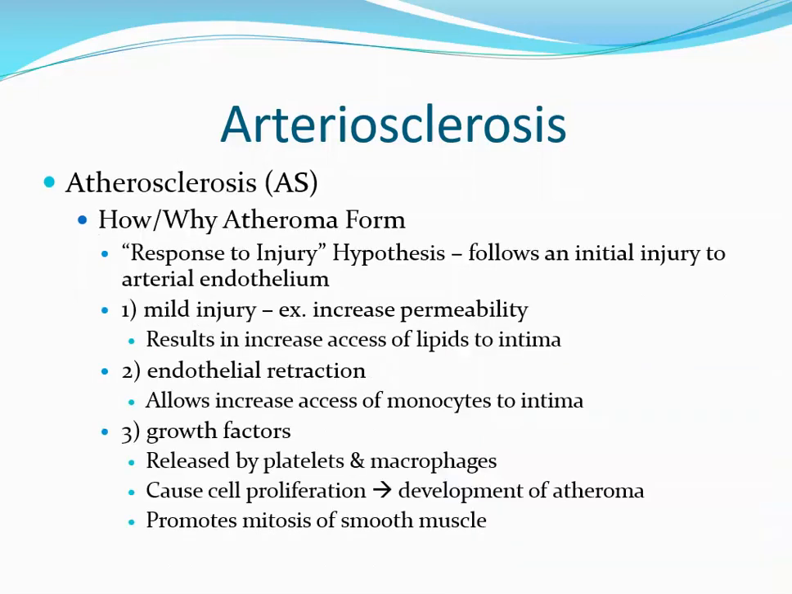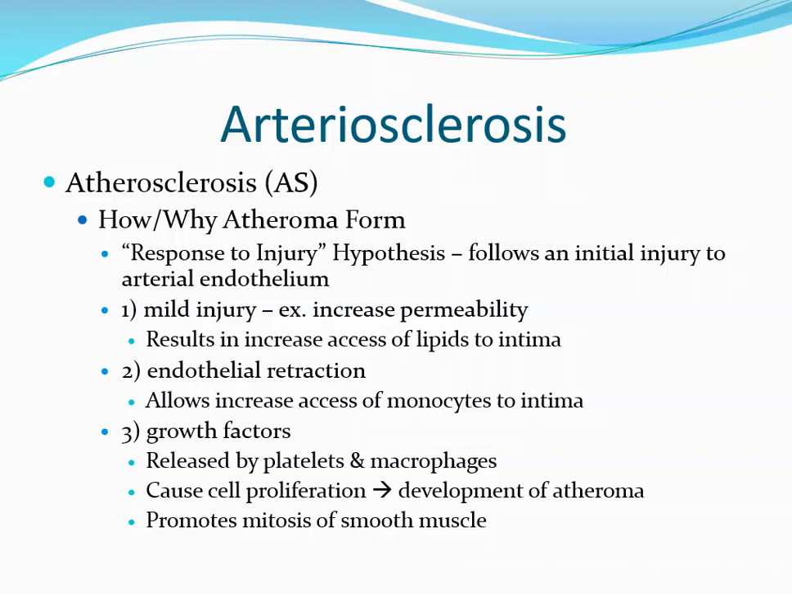How do these atheromas form? Nobody is really 100% sure, but one hypothesis is known as the response to injury, that these begin to form following some type of initial injury to the arterial endothelium. We know from our past units that mild injury can result in an increase in permeability. This will result in increased access of lipids to the tunica intima.